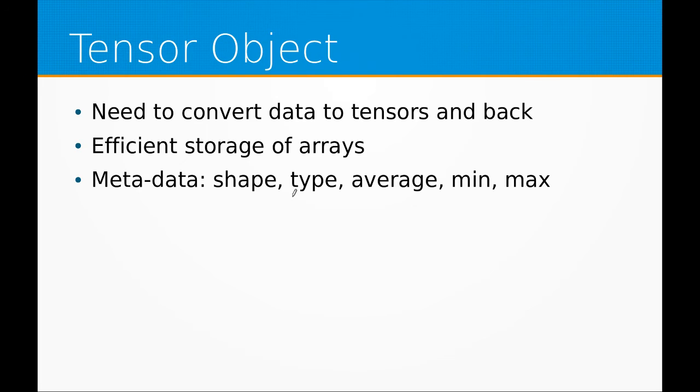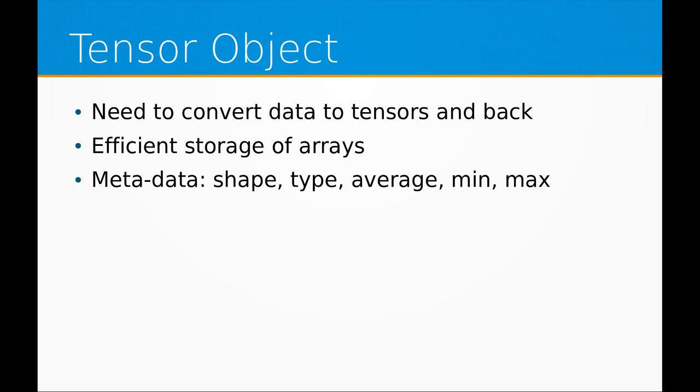So it needs to have metadata like shape. What's the shape of the tensor? It's 5 cross 5 cross 5, for example, is the shape. And what type is the data? Is it floating point, or integer, or character? And you could have other frequently used metadata like average, minimum and maximum.